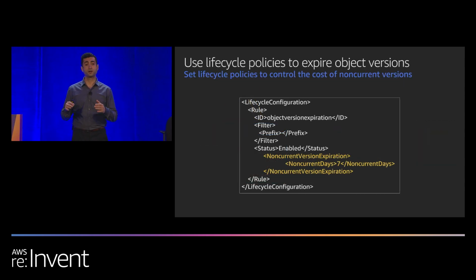Now, to help cut down on the costs of retaining older object versions, you could set up a lifecycle policy to expire these older object versions. We call them non-current versions. And in this example here, we set up a policy, it's fairly simple, that will expire objects after they've been non-current for 7 days. Now, in addition to expiring older object versions, as Rob mentioned, you could also transition them to an infrequent access or an archive storage class.